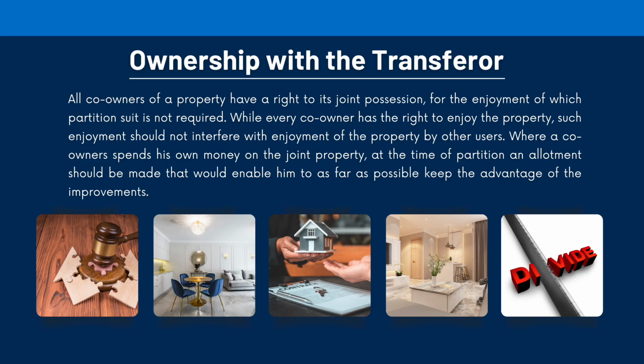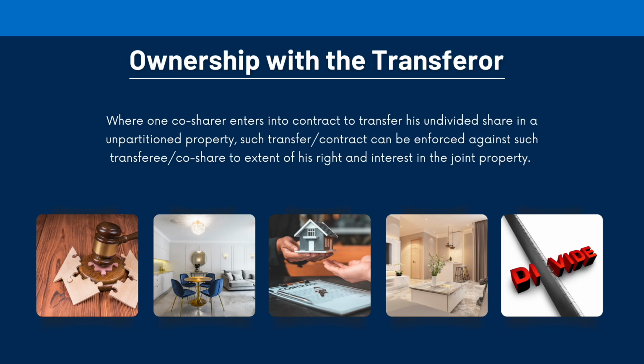Where a co-owner spends his money on the joint property, at the time of partition, an allotment should be made that would enable him to, so far as possible, keep the advantages of the improvement. When one co-sharer enters into a contract to transfer his undivided share in an unpartitioned property, such a contract can be enforced against such transferee co-sharer to the extent of his right and interest in the joint property.